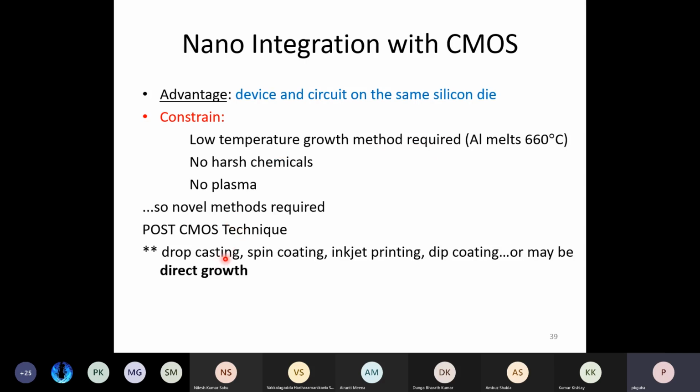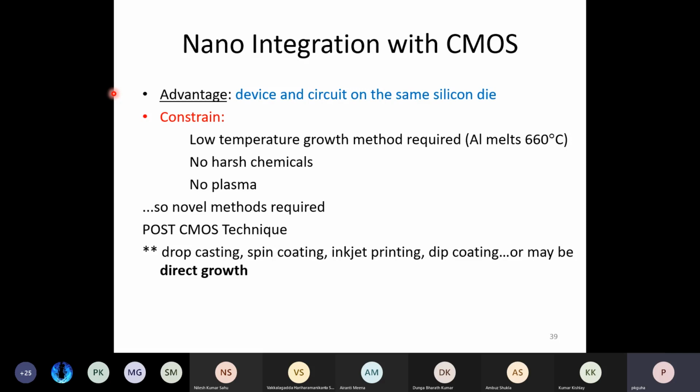Non-silicon devices. So what you can do is come up with some post-CMOS technique. Your CMOS foundry will not allow you to make things in their own foundry. They will make the circuit for you. They will give you the circuit, and you can then develop or make your sensors. So you can have materials different from silicon, and you can deposit those materials on the area where you will make the sensor on the same silicon die.